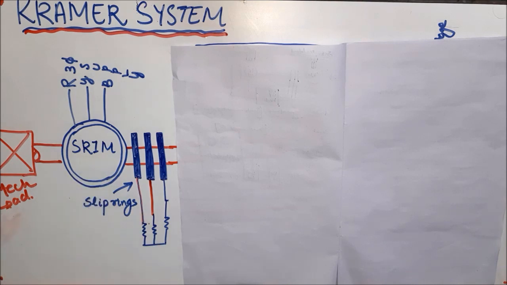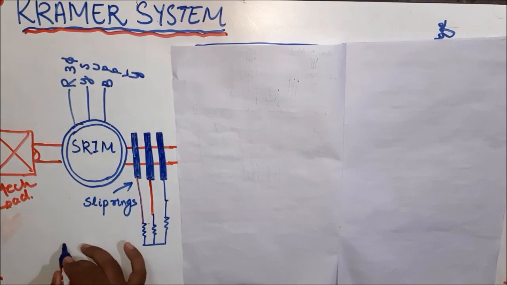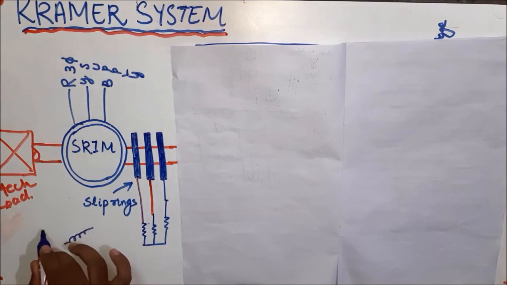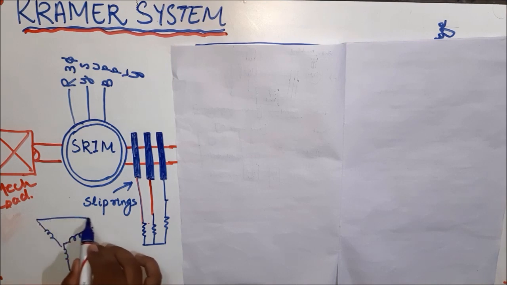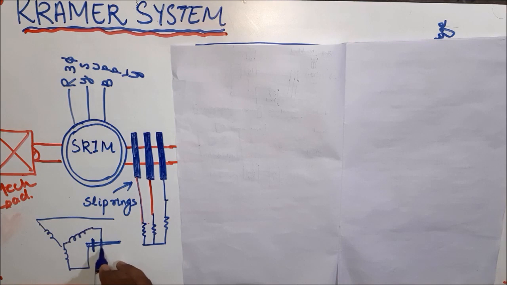From the design point of view, the armature of slip ring induction motor is extended to the outer side. That means, for example, a three-phase winding is there like this and it is star connected. These three windings are actually connected to three different rings. This one, this one, this one. And these three rings are actually rotated over the shaft.